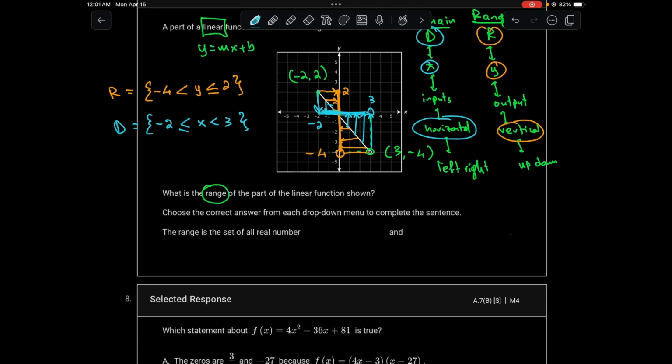Sometimes they could ask for both. So here, how would we choose? The range is the set of all real numbers. So there is a little s missing here. All real numbers. Here would be greater than. Here is greater than -4, and less than or equal to 2.